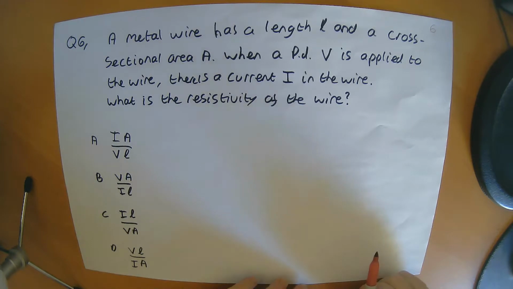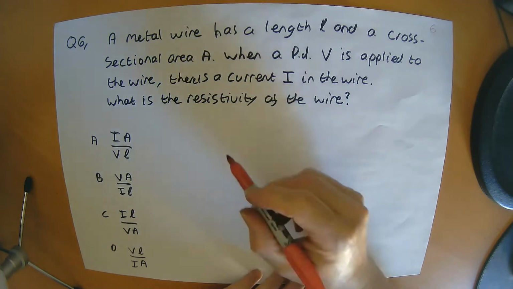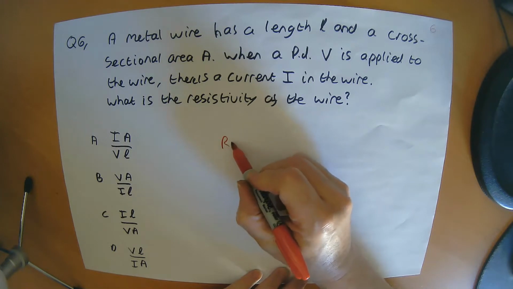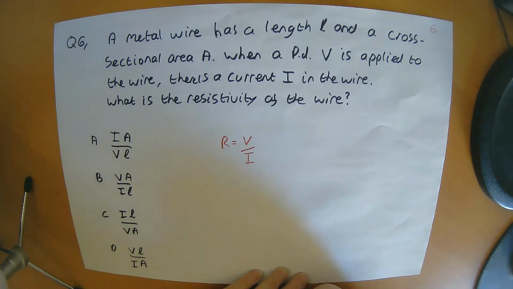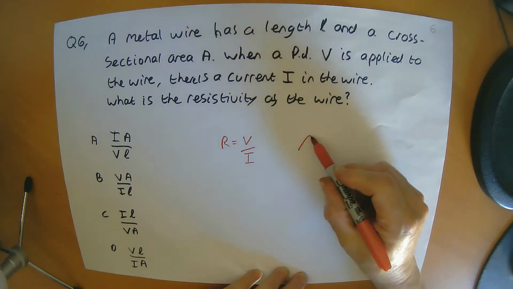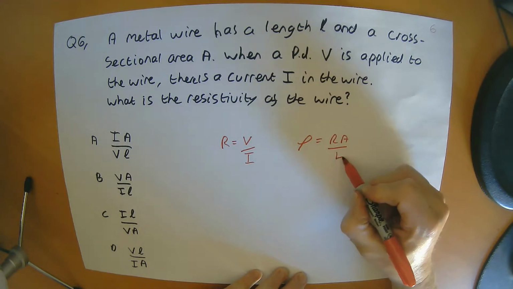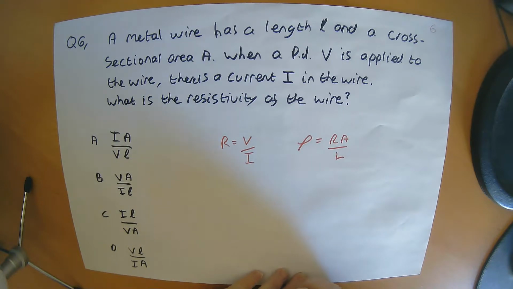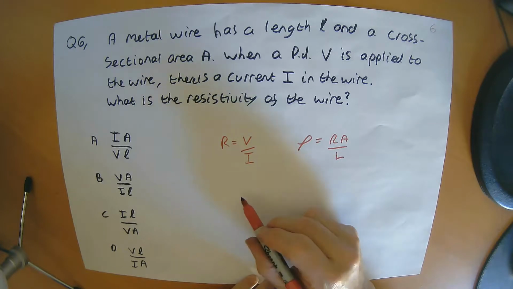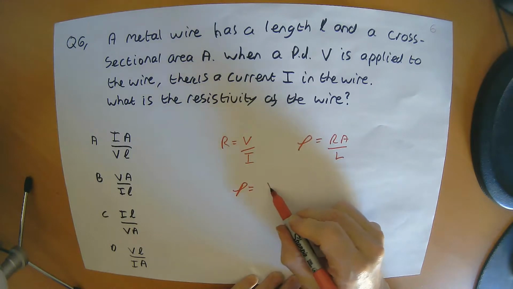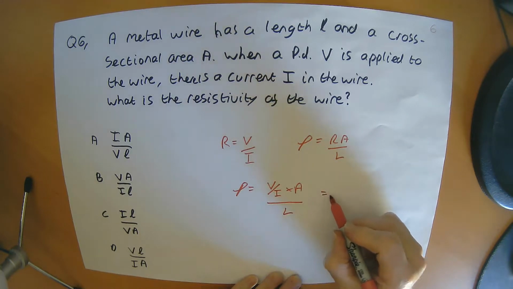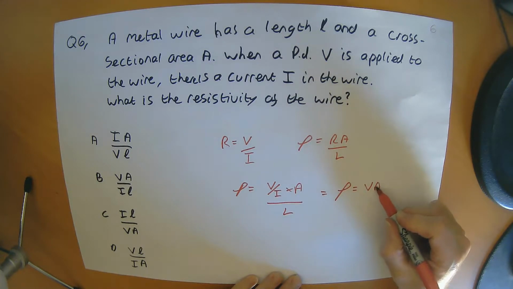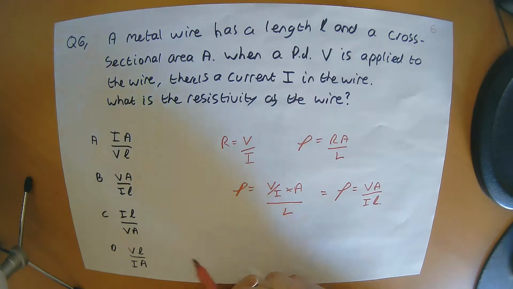So this question really is just a question of manipulating formulas. We need to use the resistivity formula combined with Ohm's law, R equals V over I. And when we take this and combine it with the resistivity formula on the datasheet, rho equals RA over L, we can substitute an expression for R to give us rho equals V over I times A over L. And this comes out to be rho equals VA over IL. And this is answer B.